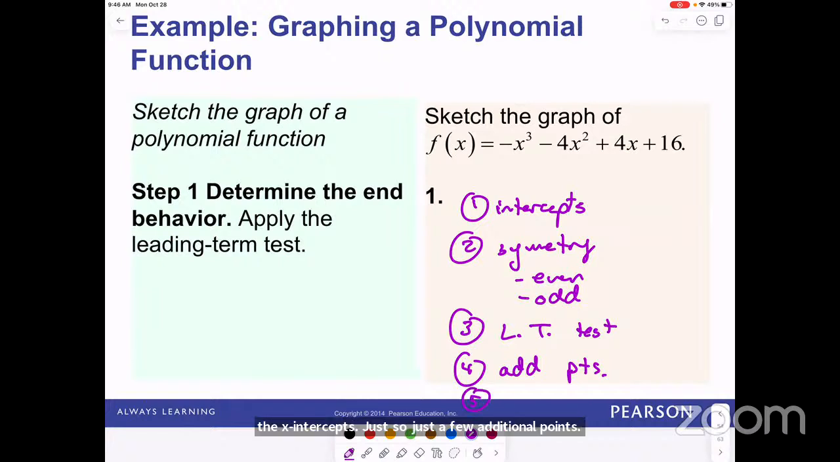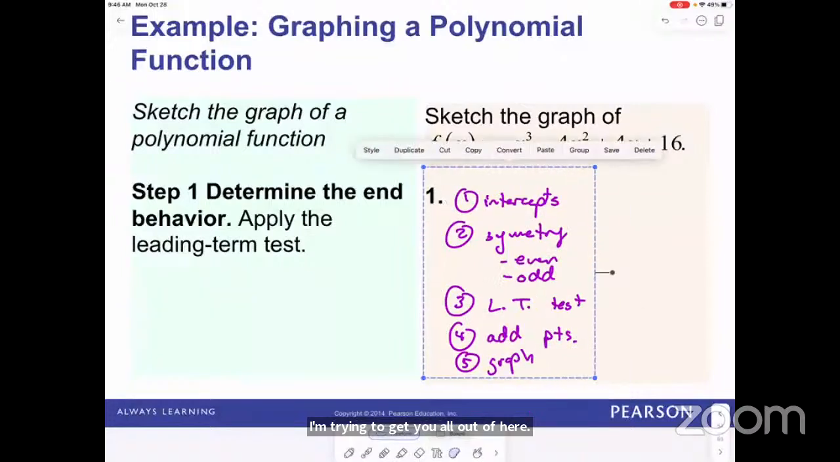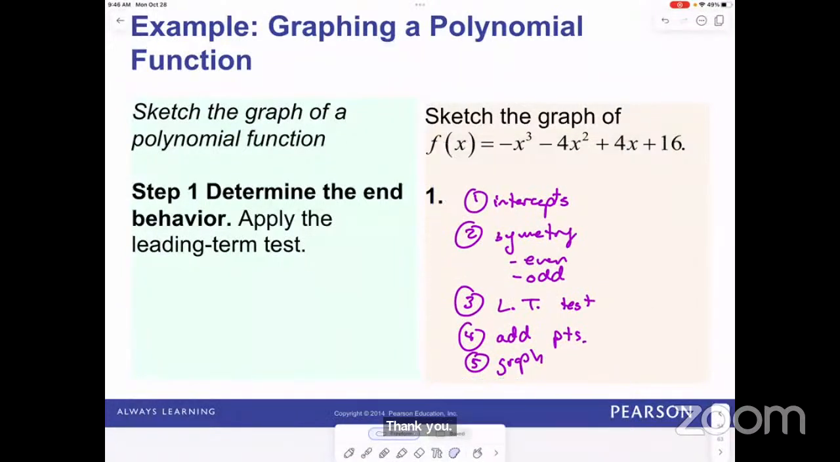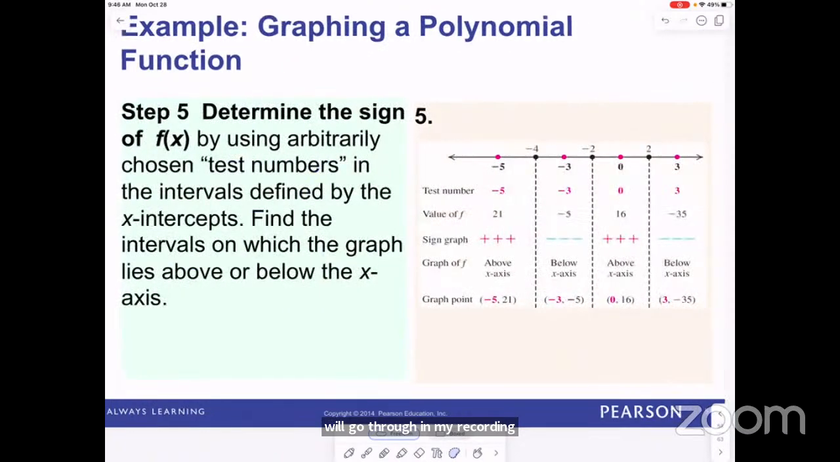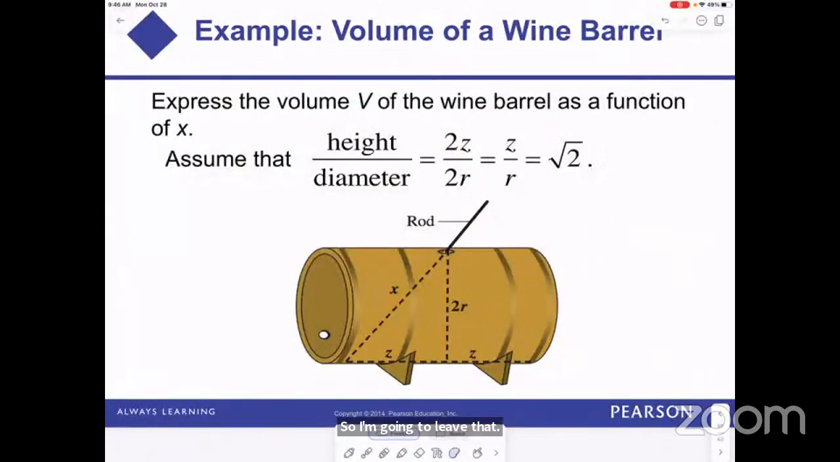See the clock, I'm trying to get you all out of here. Okay, so that's just for things to, and again, these details I'll go through in my recording. So I'm going to leave that. You definitely want to check those out. I think I do this one as well. Okay, so that's the last one.